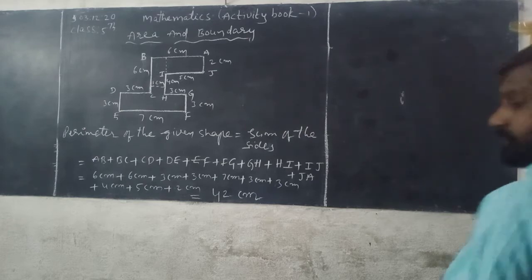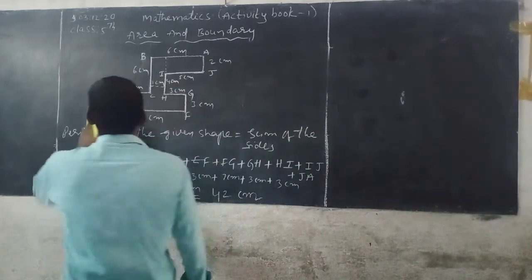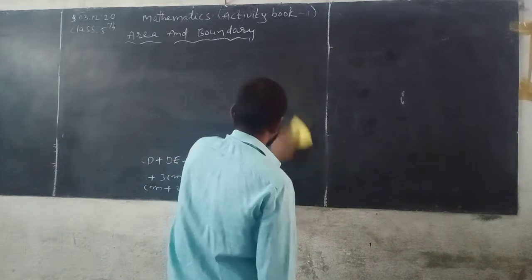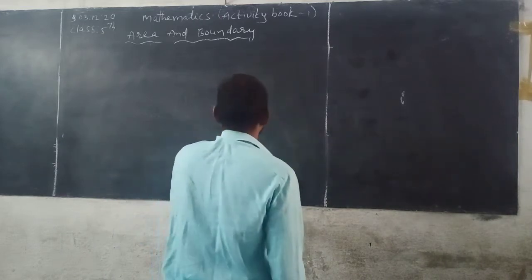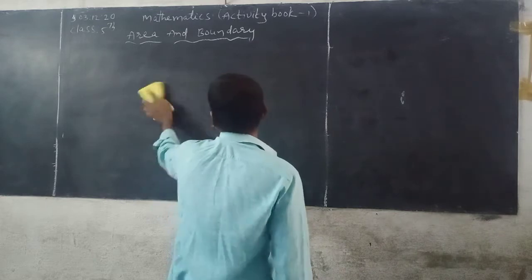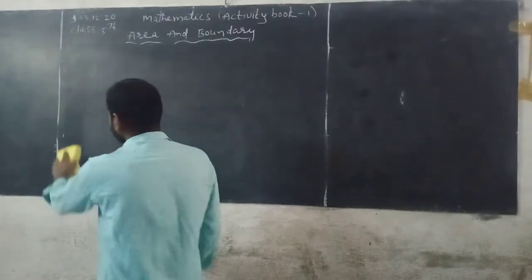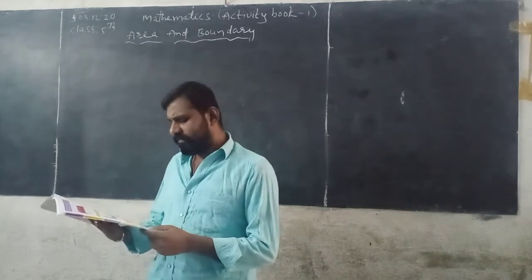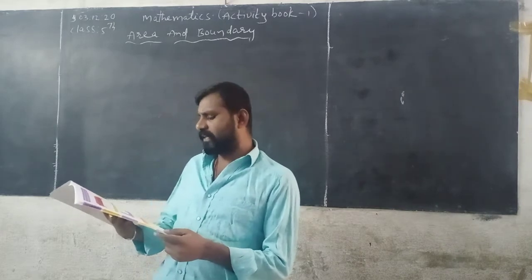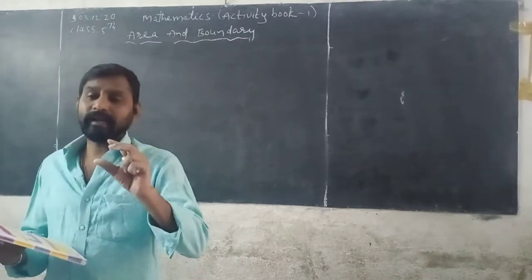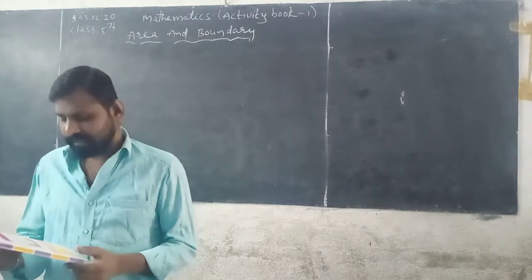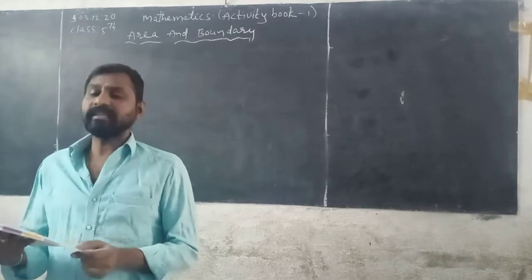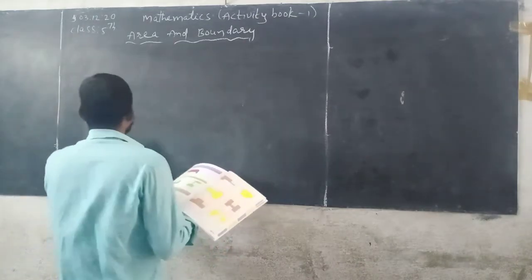Now next one. See here, third bit. The perimeter of the square is twice the perimeter of the triangle. What is the length of the side of the square? See here, this is the triangle.